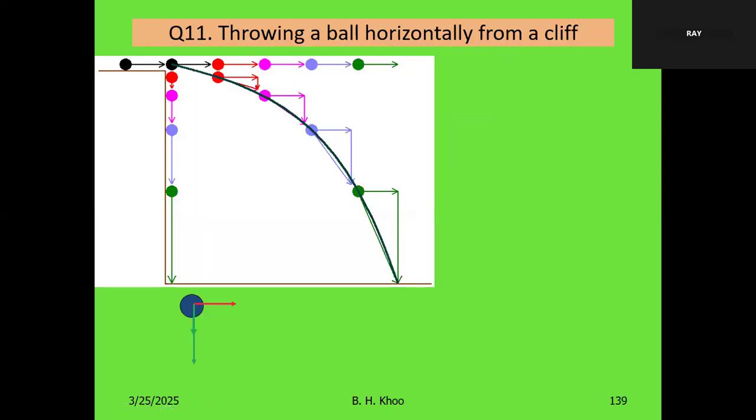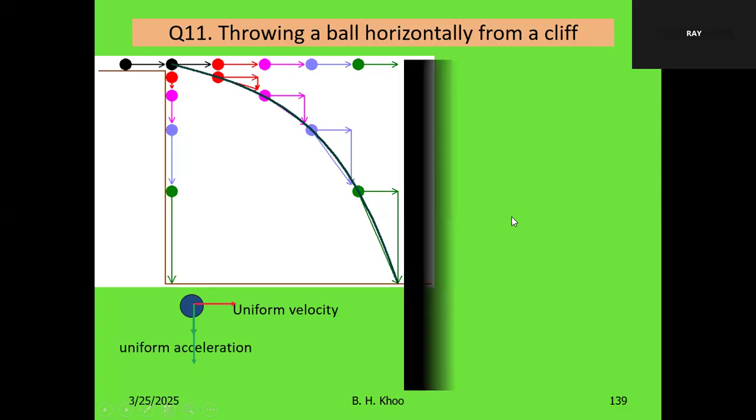Right? If we throw a ball horizontally from the cliff, that is your cliff. Right? We can think of it as two types of motion. One is horizontal motion, uniform velocity. The other one is vertical motion, uniform acceleration. So at any time, you just combine the one with the same time, like the blue one and the blue one, combine to get the resultant direction, resultant velocity.